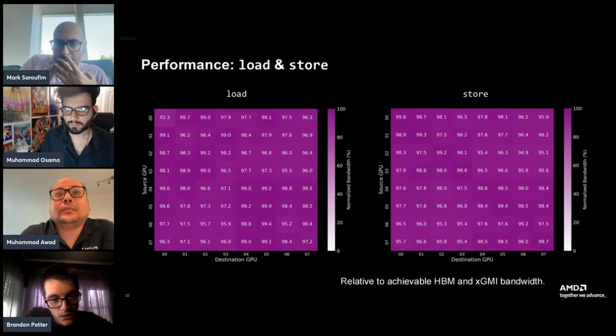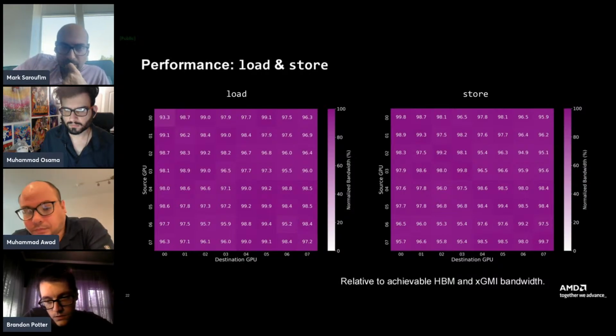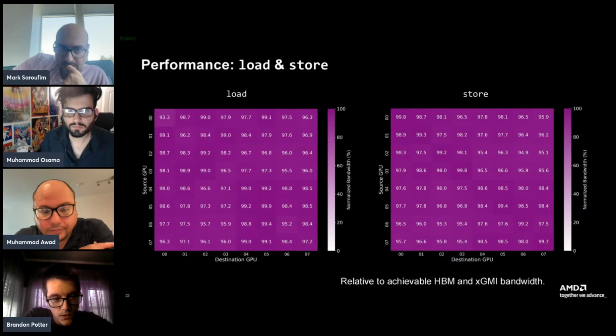For the HBM bandwidth, it's typically more because you have to generate more loads and stores in flight to fully saturate the HBM. But it'll vary between architectures depending on the architecture specifications.